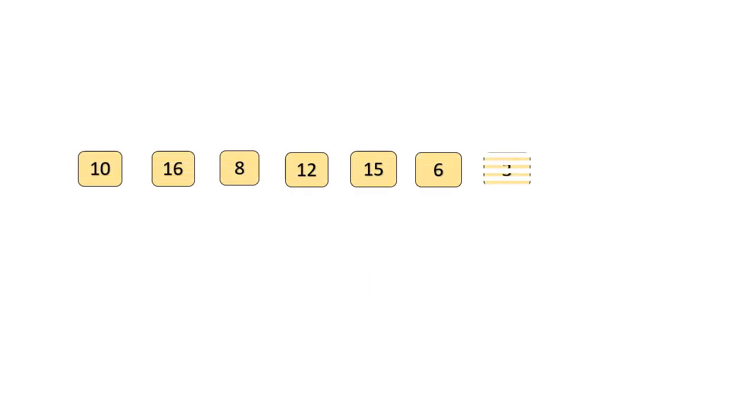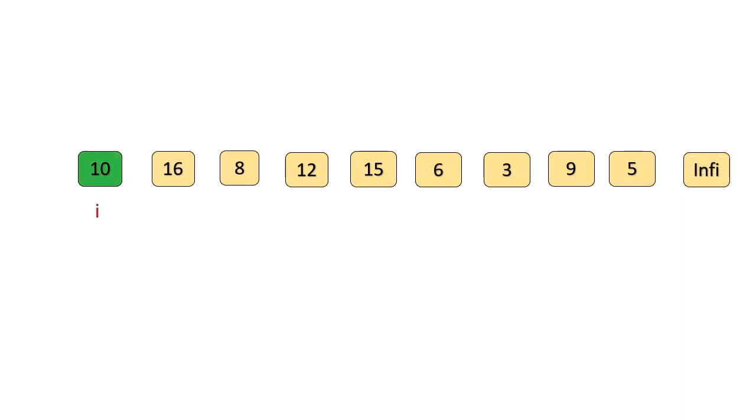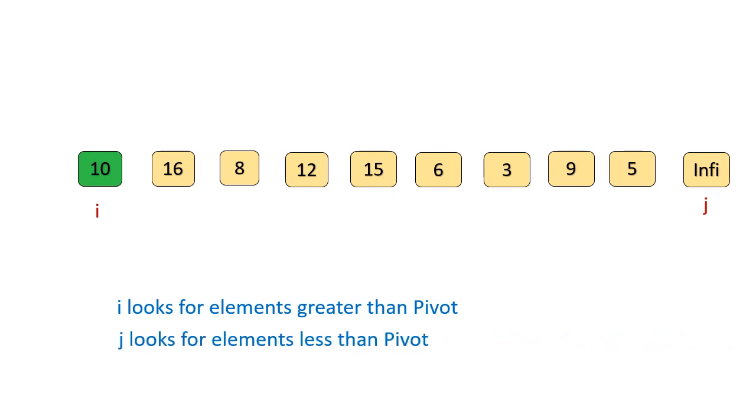Now let us consider some numbers starting from 10 and ending in infinity. Infinity is a very high number. Let us take 10 as the pivot element and take two pointers, i and j. i looks for elements which are greater than the pivot element 10, and j looks for elements which are lesser than the pivot element 10.